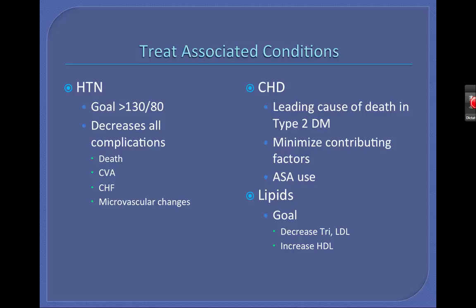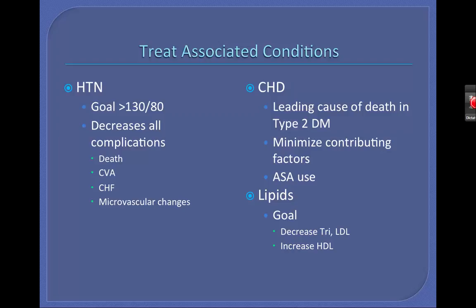You are going to follow the new hypertension guidelines, where the goal is less than 140/90, which I talked about in depth. There is no study that states that if you have diabetes, bringing them down to 130/80 is the best deal. So it's 140/90 if you're between 18 and 65. This decreases all complications. That means if we have good control of their blood pressure, they're at decreased risk for death, CVA, CHF, and microvascular changes.